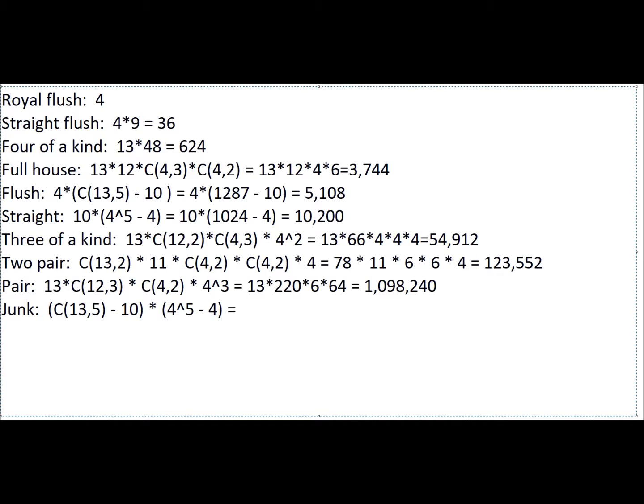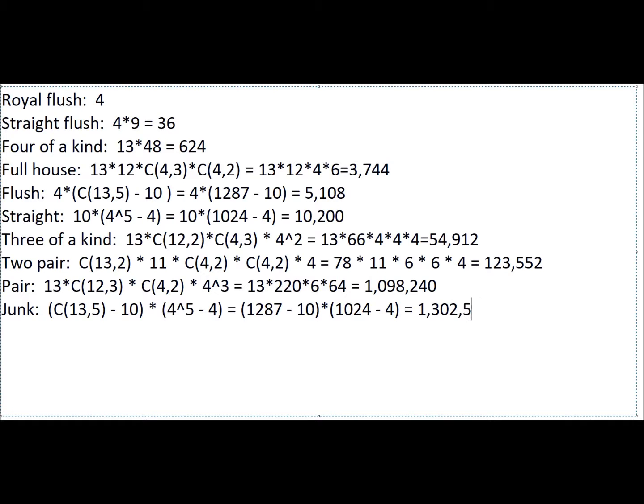So 13 choose 5 equals 1,287 minus 10 for the straights, times 4 to the 5th power equals 1,024 minus 4, which equals 1,302,540.